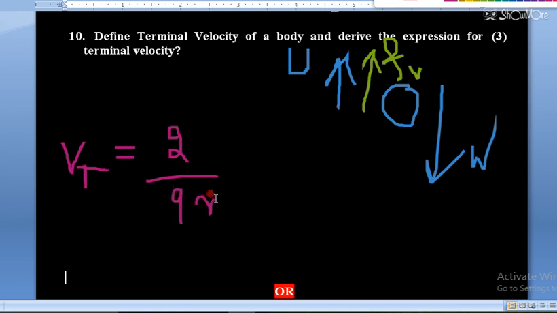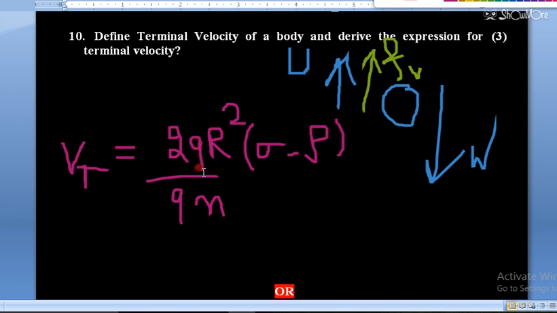Here is the coefficient of viscosity, here is R square. Sigma minus rho is also there, and g will also be there, so 2g. This will be the expression for terminal velocity.